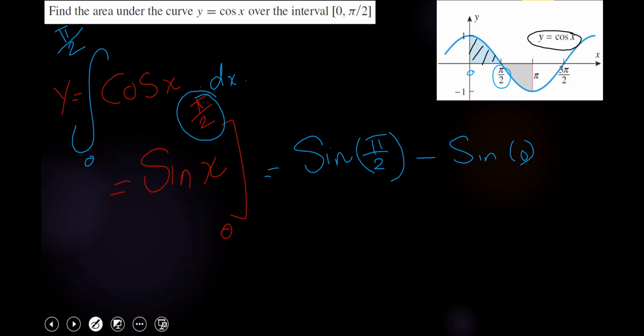One. Bravo. It is 1 minus sine 0, which is 0. So the area of this shaded region here is 1. Is it clear? Yes, teacher.